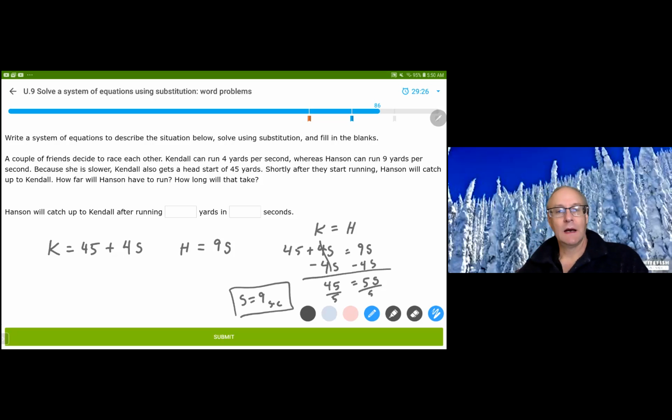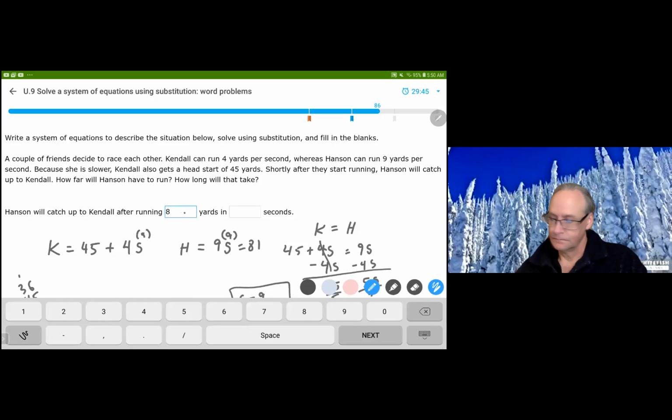So anyway, how far will they have run? Well, they'll have run in 9 seconds, 81 yards. And in 9 seconds, that's 36 plus 45, which does make 81, doesn't it? A lot of 9s, a lot of S's, a lot of 5s going on in that problem. Would have been a lot better to have used T for time.